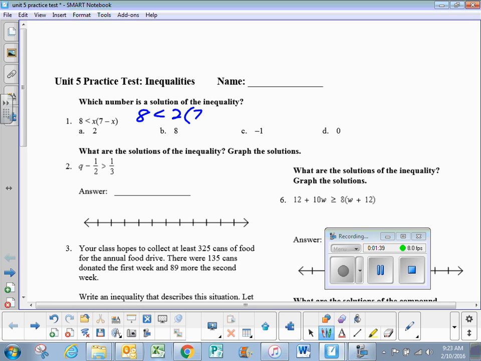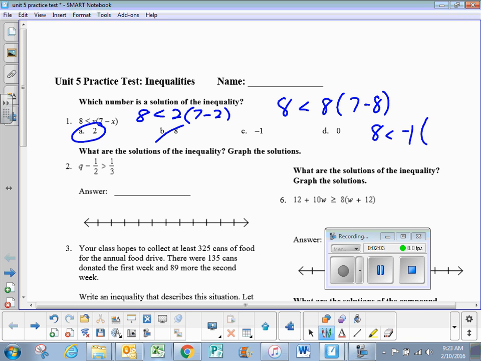So we have 2 times 7 minus 2, or 2 times 5. Is 8 less than 2 times 5? Yep. How about 8? Is 8 less than 8 times 7 minus 8, or 8 times negative 1, which is negative 8? So that is not. Now we're doing negative 1. Is 8 less than negative 1 times 7 minus a negative 1, which is plus positive? Is 8 less than a negative number? No. And then if we plug in 0, we get 8 is less than 0, which is also not correct. So the answer is 8.